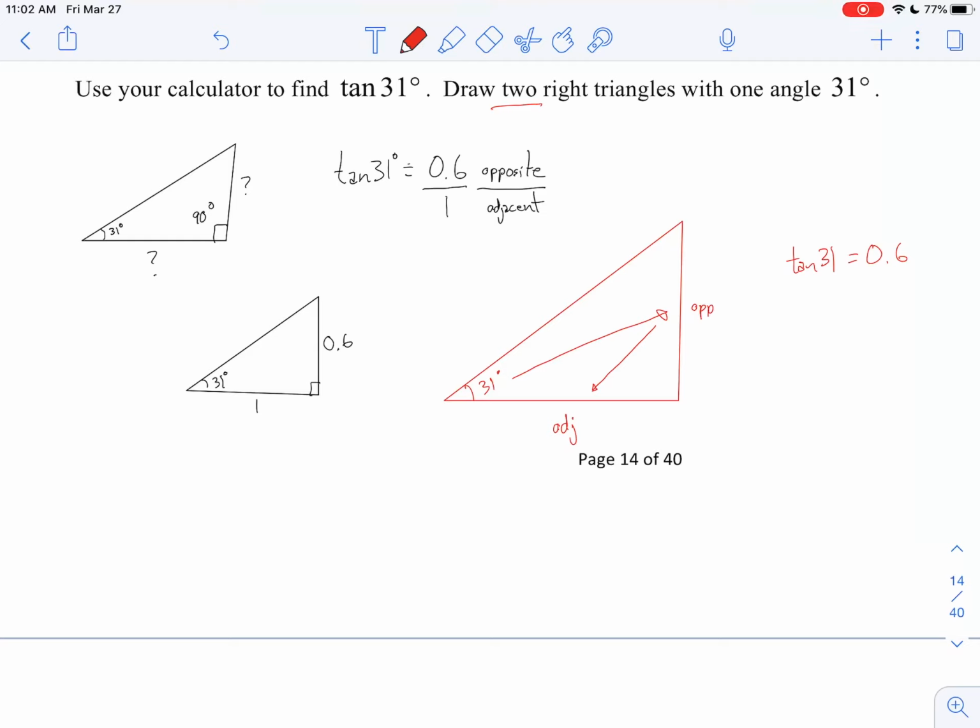I need to get the answer of 0.6. So there's an infinite number of possibilities here. I'm going to multiply both those numbers by 10, so I'm going to get my opposite being 6 and my adjacent being 10. Then if I take a look at tan of 31, it is 6 divided by 10, because that's my opposite divided by my adjacent, that pattern we found before. And I realized that the tan ratio of 31 degrees is still 0.6, because 6 divided by 10 is 0.6. It's just a scaled up version. So it's a similar triangle to the one before, just a scaled up version.